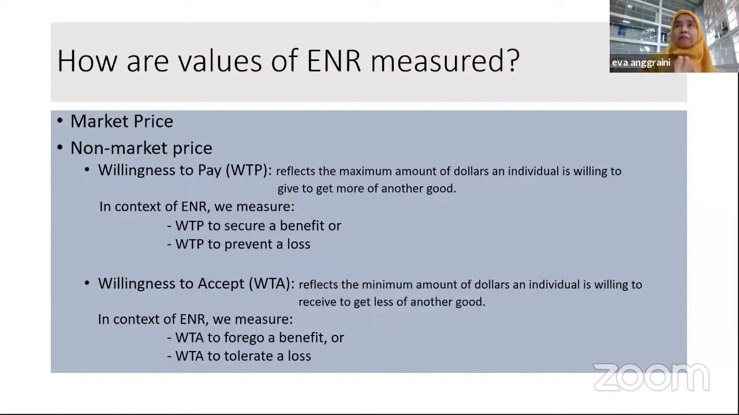Willingness to pay reflects the maximum amount of dollars an individual is willing to give to get more of another good. So in the context of environment and natural resources, we measure willingness to pay to secure a benefit or to prevent a loss. These are the concept of value that we look at from the willingness to pay perspective. On the other side, we also know the concept of willingness to accept, which means the minimum amount of dollars an individual is willing to receive to get less of another good. In the context of environment and natural resources, we measure willingness to accept to forgo a benefit, or to tolerate a loss. So these are values.